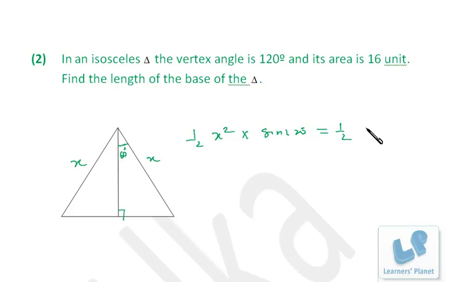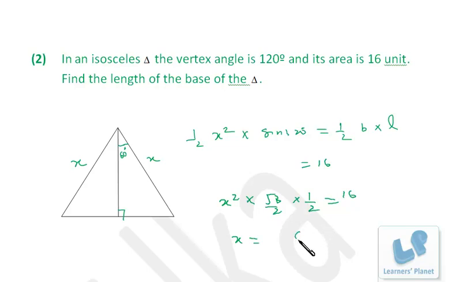base into altitude, which is equal to actually 16, right? The area is already given to us. So half x square into sine 120 is 16. So from there we can calculate this length x. Sine 120 degrees is cos 30, cos 30 is root 3 by 2, right? So x square into root 3 by 2 into 1 by 2 is 16.